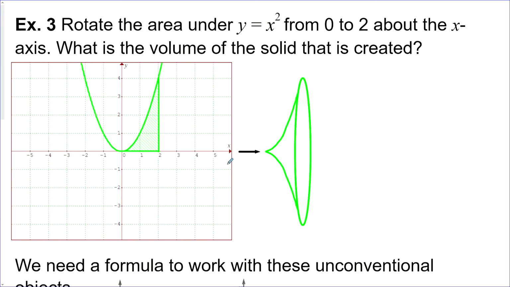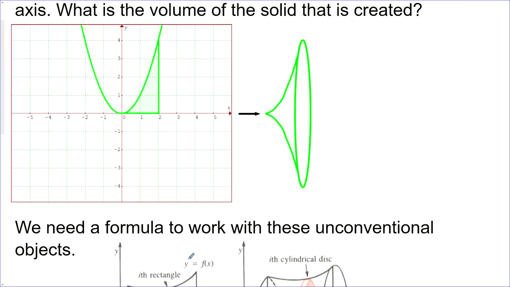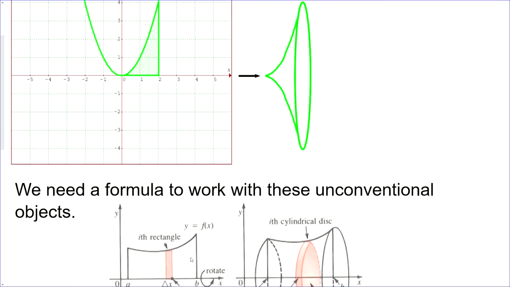Now we want to rotate the area under y equals x squared from x equals 0 to x equals 2 around the x-axis. And when we do that, we create this cone-like shape, but it's got curved lateral sides. So we don't have a formula to find the volume of this shape. So we need another formula to work with these unconventional objects, because you can imagine how many different objects we can create by rotating various functions around.